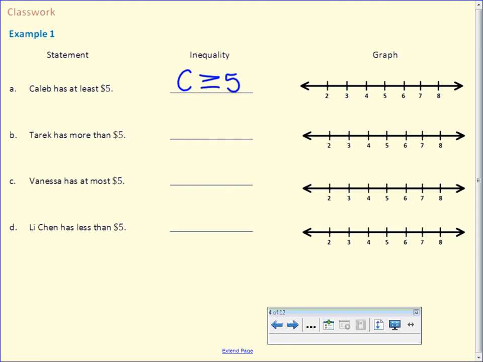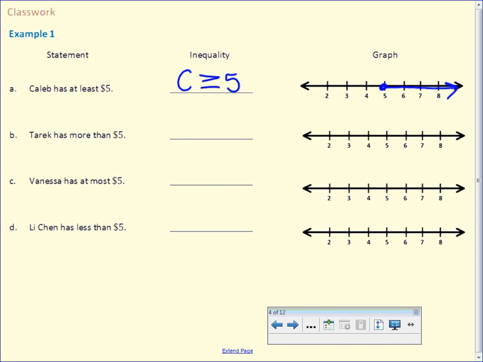But now we want to graph it. So if we were going to graph 5, because it could be $5, we put the dot on the number line. You did that since kindergarten. That's 5. Okay? But now it could be everything bigger than 5. So we're going to extend our arrow that way to show what Caleb has is $5 or more. Okay?